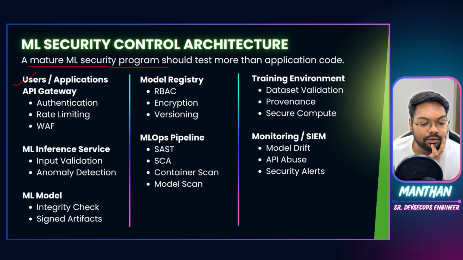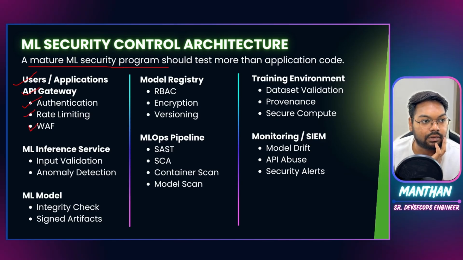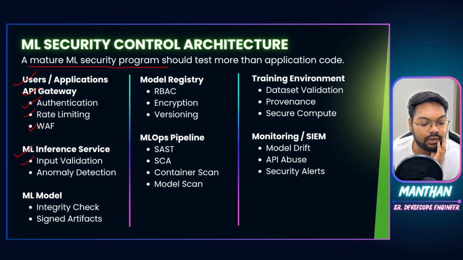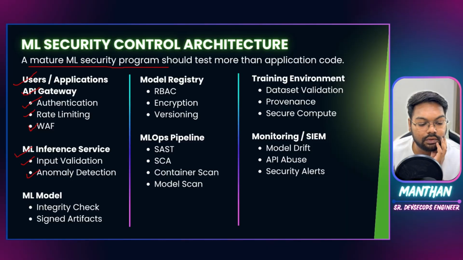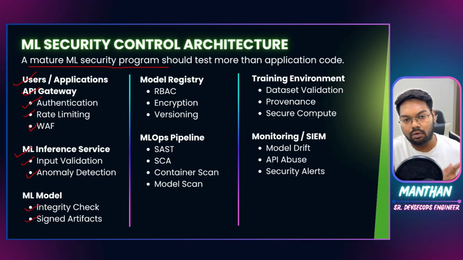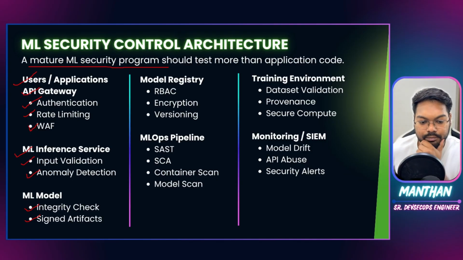On the user application or API gateway, you should have authentication, rate limiting, and web application firewalls to detect certain kinds of attack patterns. Then ML inference services should have input validation and anomaly detection. The model should have integrity checks and signed artifacts. We have discussed all of this earlier in the mitigation section.